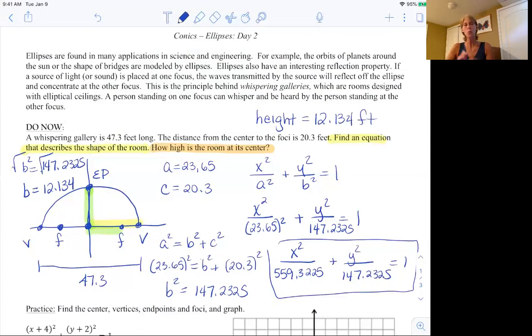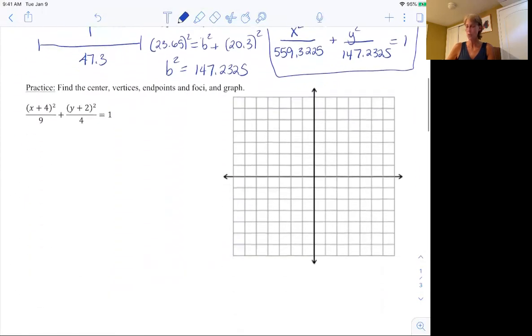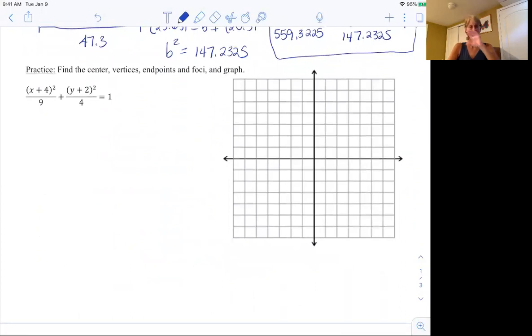So that's a twist on the type of application problem we could do with this information. True to form, today we're going to move on and graph shifted ellipses. The practice is going to be the same. We're going to find the center, the vertices, the endpoints, and the foci, and then put all this information together. Yesterday was easy because we were centered on the origin and our movements were very easy. Today is going to be a tiny bit tricky, but if you stay organized, you should be okay.